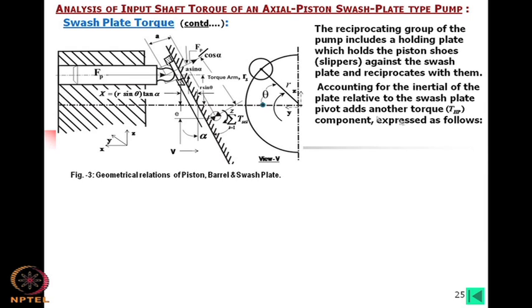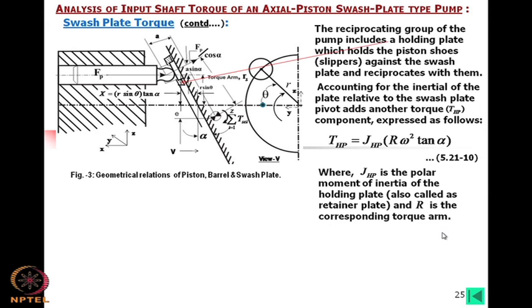Now accounting for the inertia of the plate relative to the swash plate pivot adds another torque component, expressed as follows. This is equal to the moment of inertia, and r omega square tan alpha. The derivation is not shown, but we have considered the mass of that, and if we consider that this is the polar moment of inertia, this is the radius of gyration, then omega square tan alpha will give us that torque.